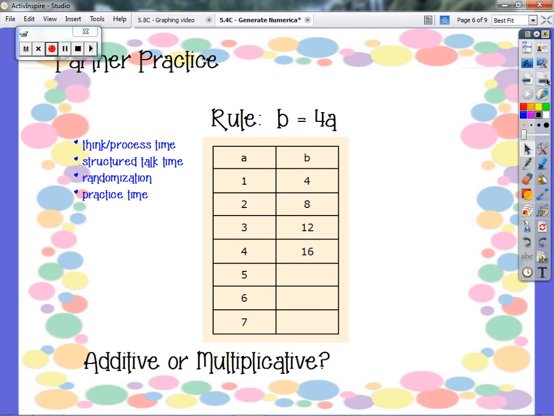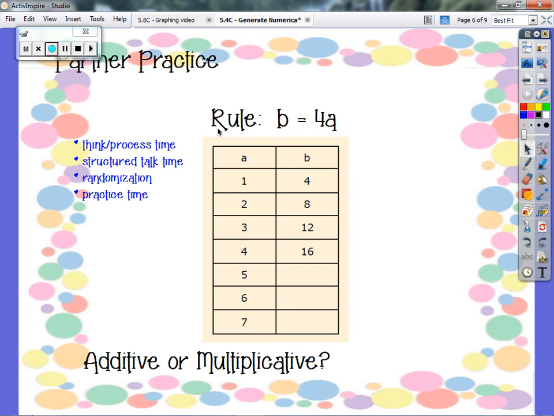Now I'm going to let you practice with a partner. I'm going to give you a couple of minutes to look over the input-output table here. The rule for this one is b is equal to 4a.